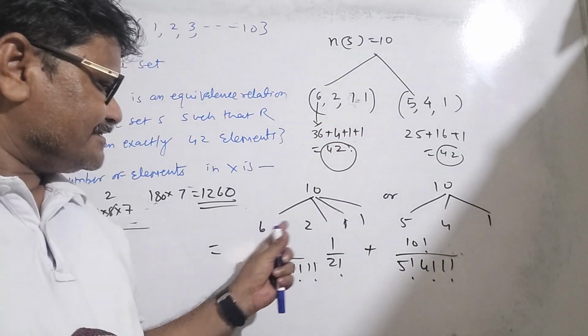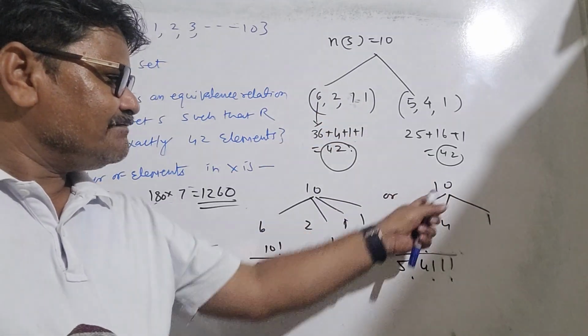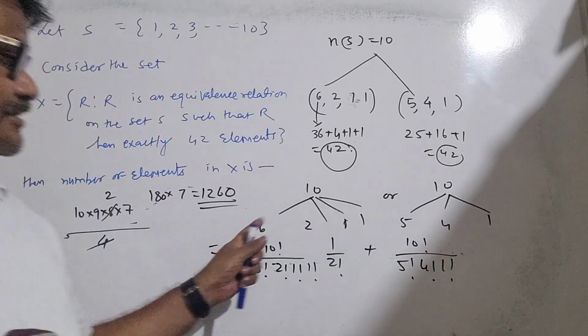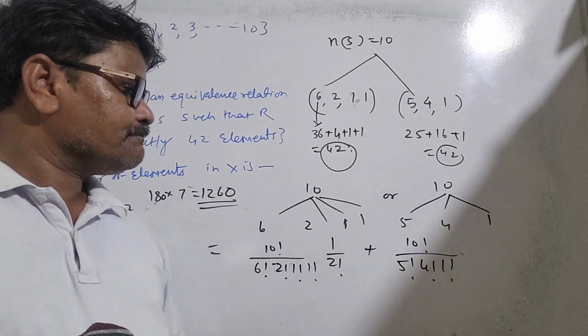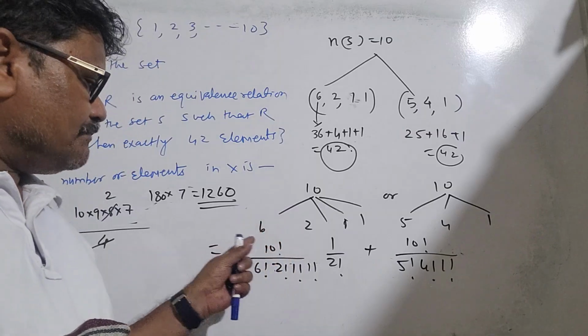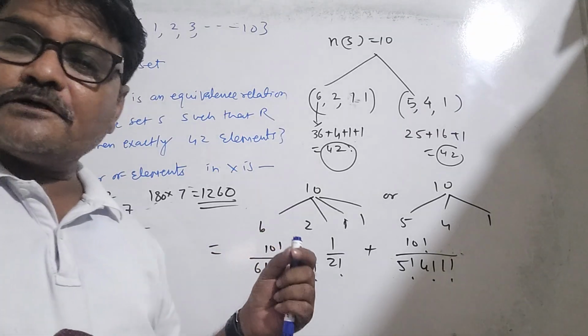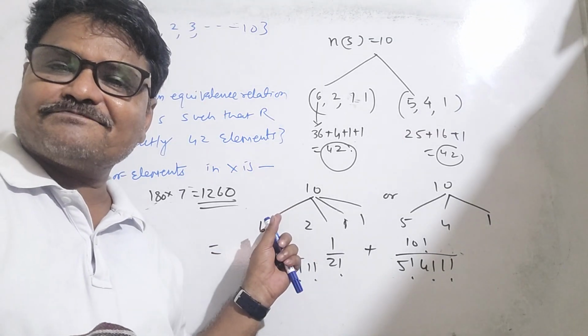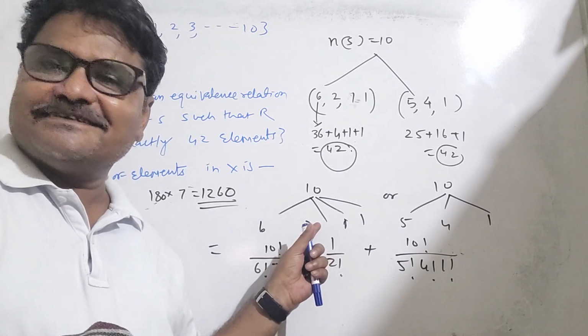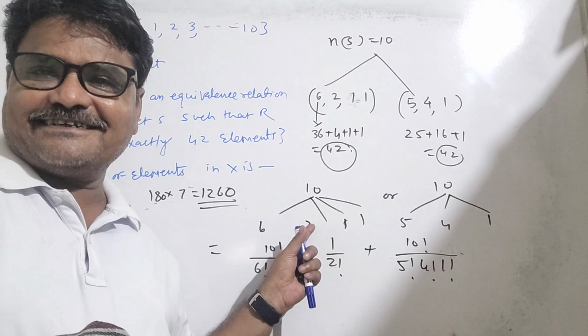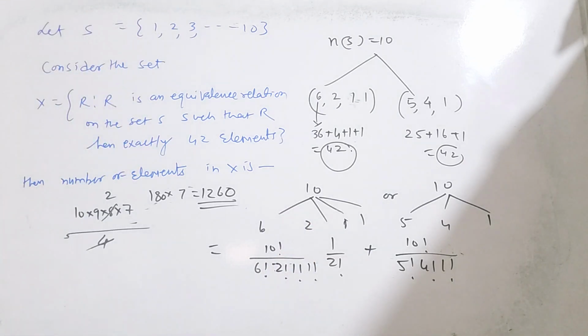Correct? 6, 2, 1, 1. And then 5, 4, 1. Correct? This 6 plus 2 plus 1 plus 1 must be 10. This 5 plus 4 plus 1 must be 10. And also the Cartesian product is formed by the elements of this set only. They are not at all related with the elements of the other set. Correct? So that is important.